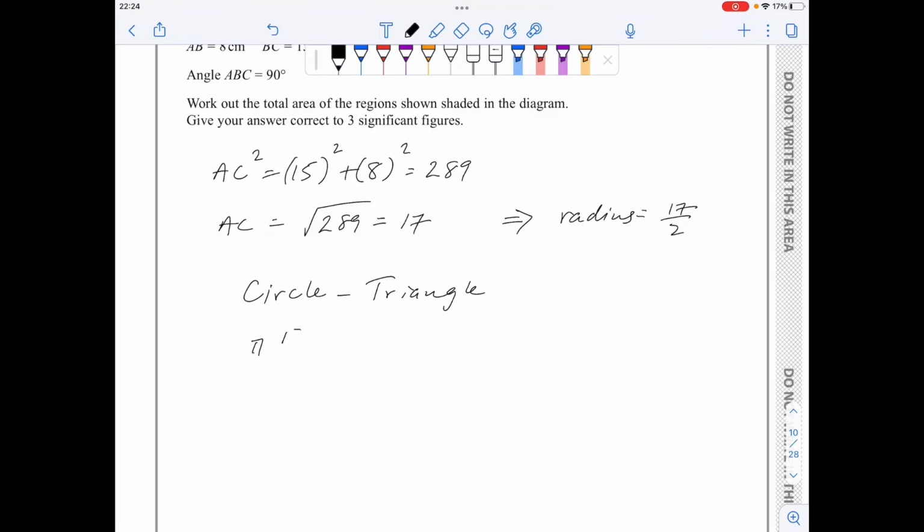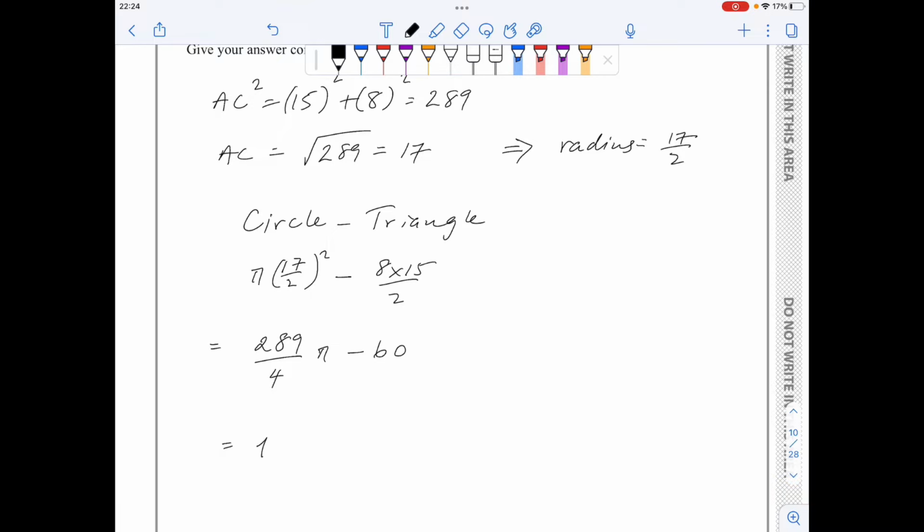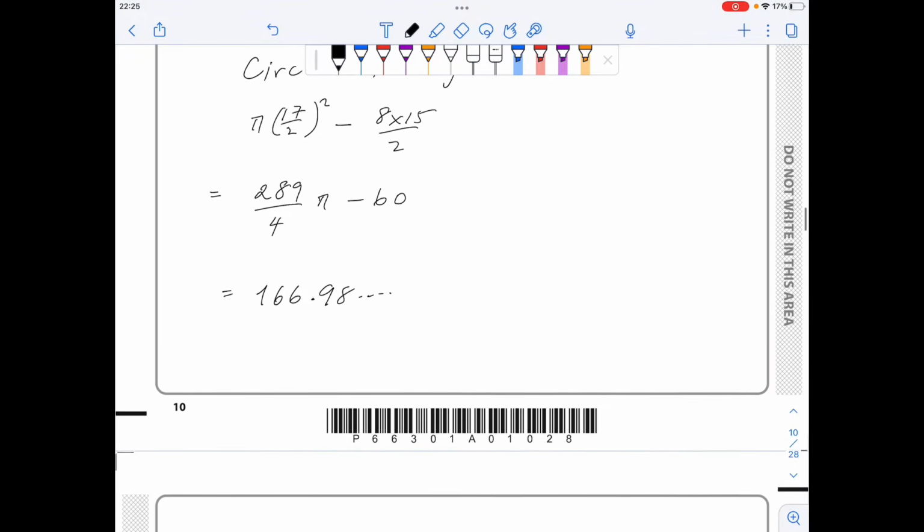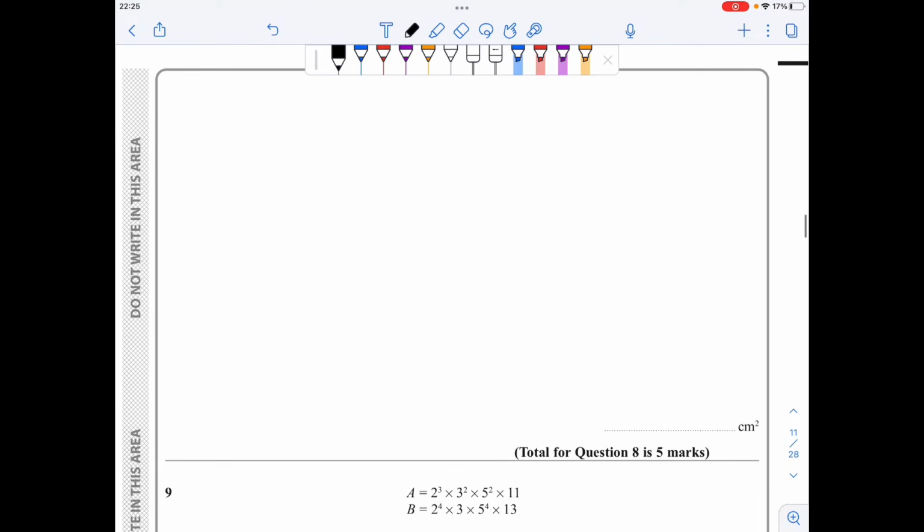Hence, shaded area is the area of the circle minus the area of the triangle. Pi times 17/2 squared minus base times height over 2, so 8 times 15/2. Now this will give me 289/4 pi minus 60. You can put this on the calculator to get 166.98 and so on. So this rounds to 167 centimeters squared.